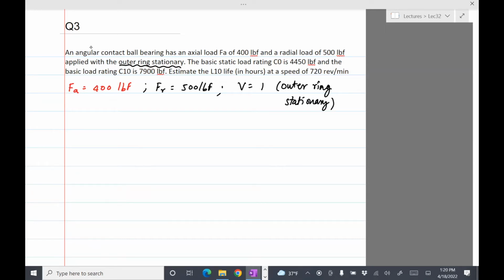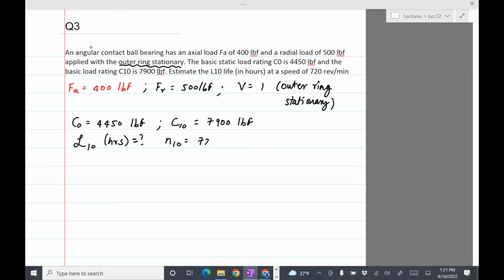Okay. The basic load rating C0 is 4450 lbf, and the basic load rating, that's the static load rating, this is the C10 rating, is 7900 lbf. Our goal is to estimate the L10 life in hours. The L10 life is given by this abbreviated L10. The other one is the L10, which is in revs, revolutions. And then we are also given the speed, which is 720.